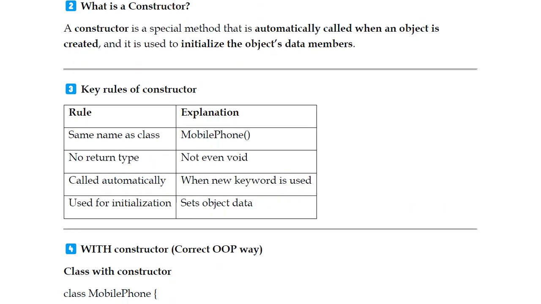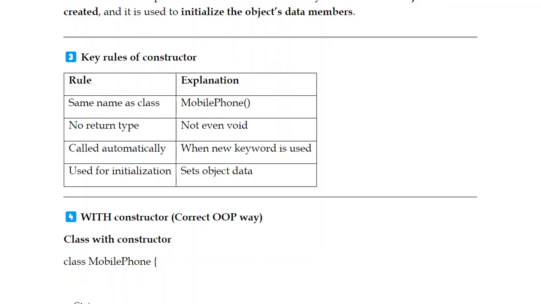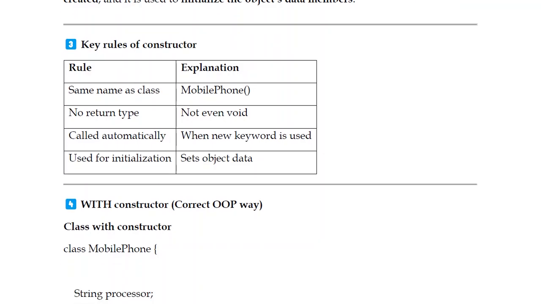Next, today's agenda is the key rules of constructor. First, same name as the class name. If you're creating a constructor, it should maintain the same name as the class. Next, there is no return type like void or int. It does not have any return type. Third, it will be called automatically when the new keyword is used at the time of object creation. The constructor will be called automatically.